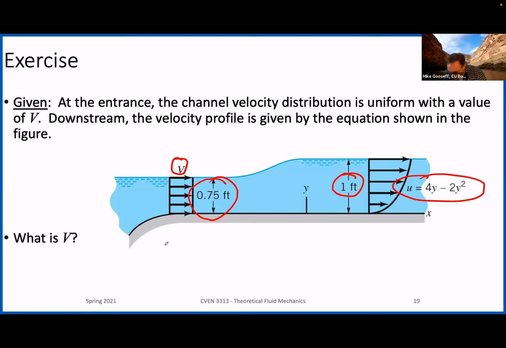Okay, there we go. So Q at 1 has to equal Q at 2. And so we can say V times A1 is equal to some mean velocity at 2 times A2, right? And again, we said we don't know what the width is. So let's just go ahead and talk through the solution here.